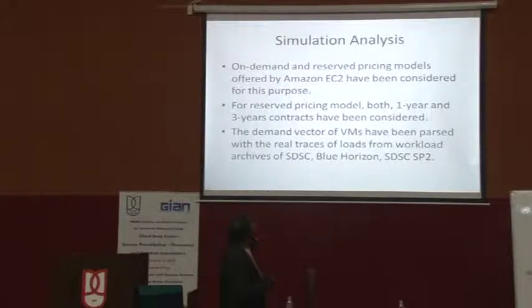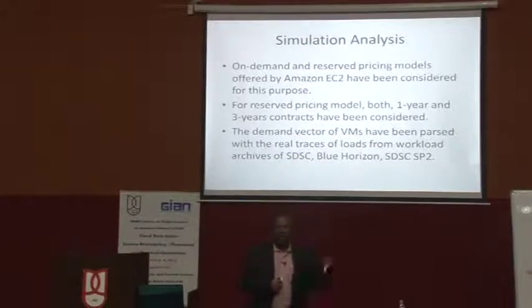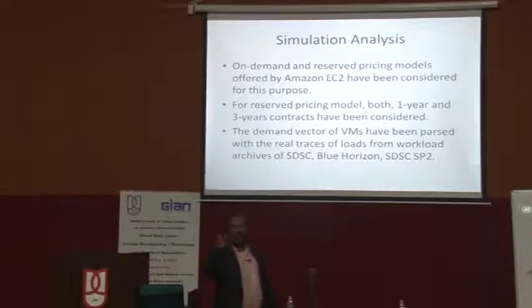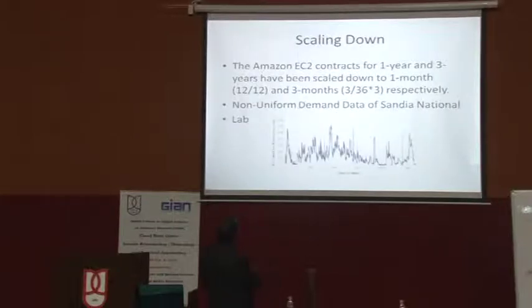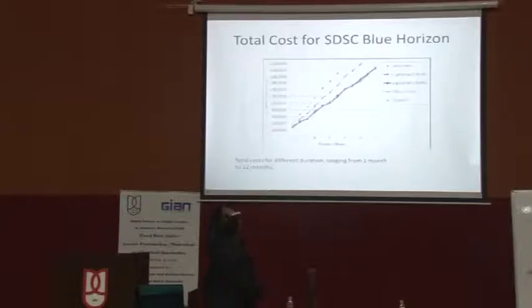So there is a scale down applied here. Instead of 1 year, the algorithm uses 1 month. Instead of 3 years, the algorithm uses 3 months. Okay? So there is a proportional scale down, as you can see here. 1 year and 3 years have been scaled down to 1 month and 3 months by doing this. Very simple multiplications and additions. This is the trace data of the application.